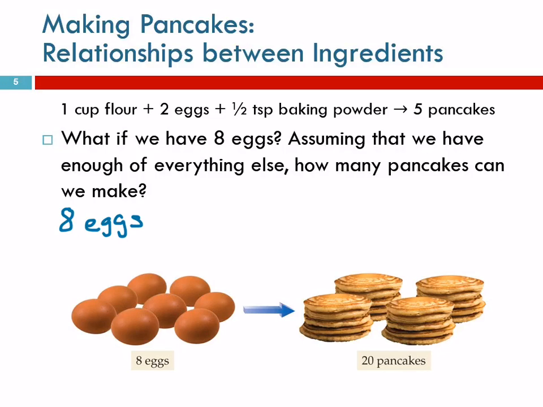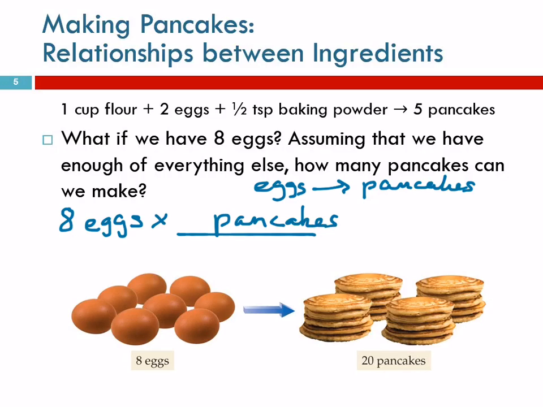So we have 8 eggs. And basically this comes down to unit conversion. I have 8 eggs and I want to know how many pancakes. So my path is going to be eggs to pancakes. So then I'm going to use a conversion factor, and I'm going to have pancakes up here and eggs down there. So I'm putting the units in here so that they work out, and I'm going to cross out the eggs.